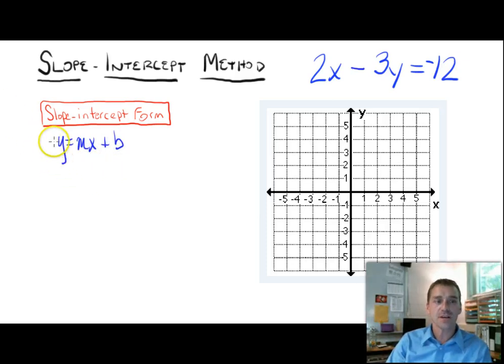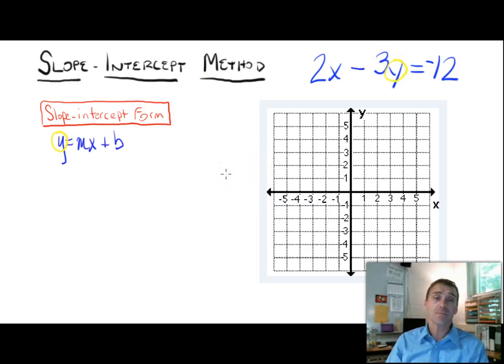Notice here is a very key thing. This is solved for y. So when you're putting something in slope-intercept form, write that down, highlight it. You need to solve the equation for y. The example that we have up here, it's not solved for y yet. We're going to need to do that.